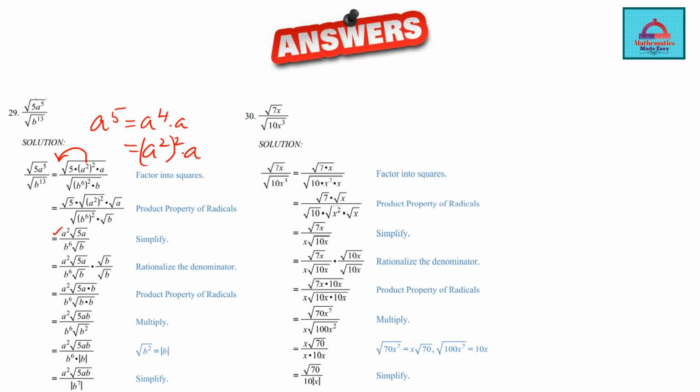Similarly, in the denominator, b to the power 13 can be written as b to the power 12 multiplied with b, or b to the power 6, to the power 2, times b. So you write it in this way and you take the b to the power 6 outside.